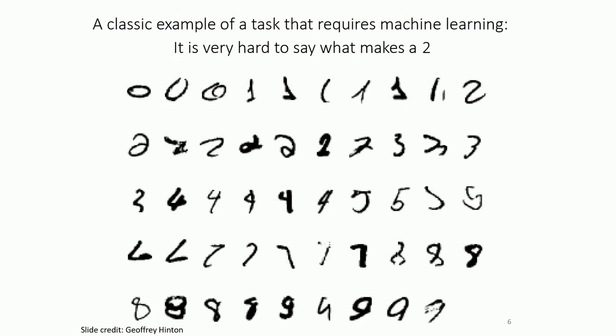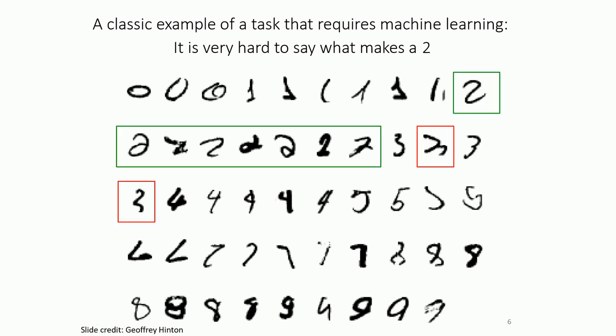Let's see a classic example of a task that requires machine learning. If you see these numbers, these are handwritten digits, and it's very hard to say what makes a 2. So we have these handwritten digits which look like 2. This is a problem of machine learning. We actually need machine learning to solve these kinds of problems of handwritten digit classification, right? Algorithms were already developed by Yann LeCun in this field, and he designed the LeNet model, which is able to solve this problem.